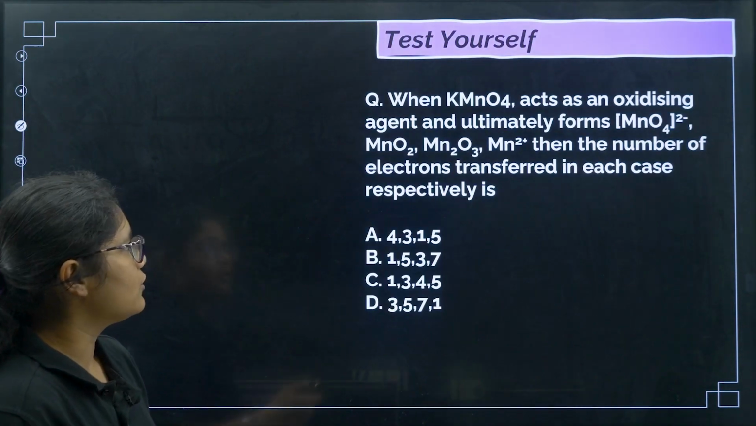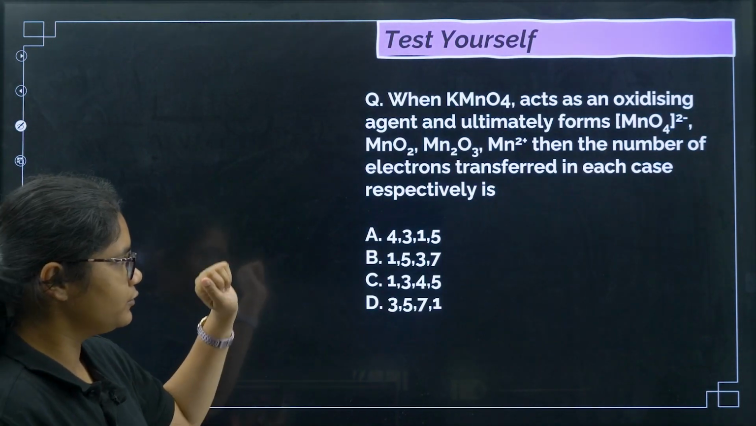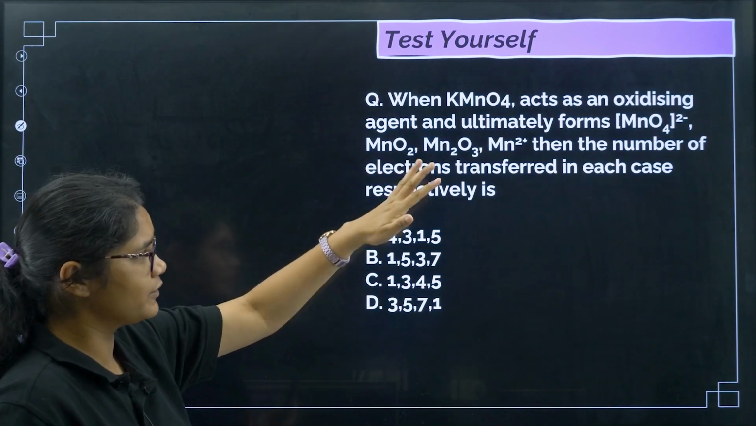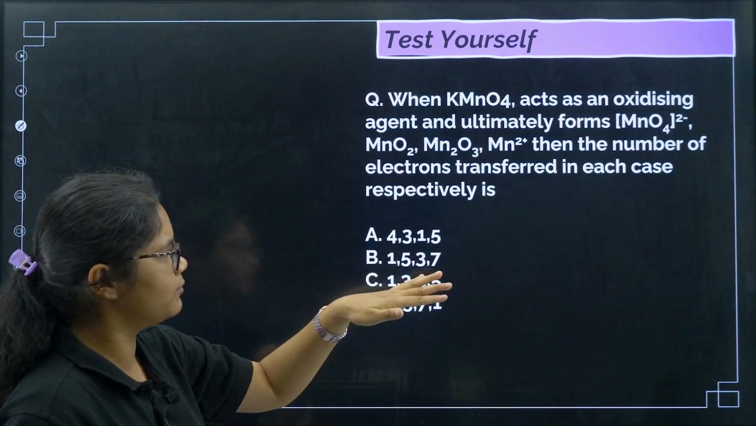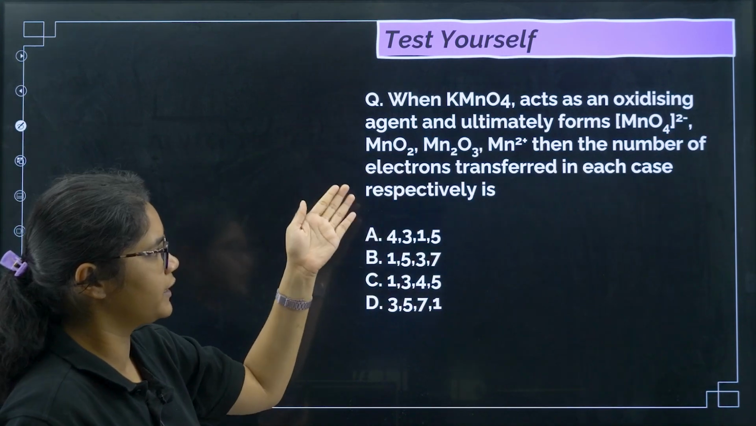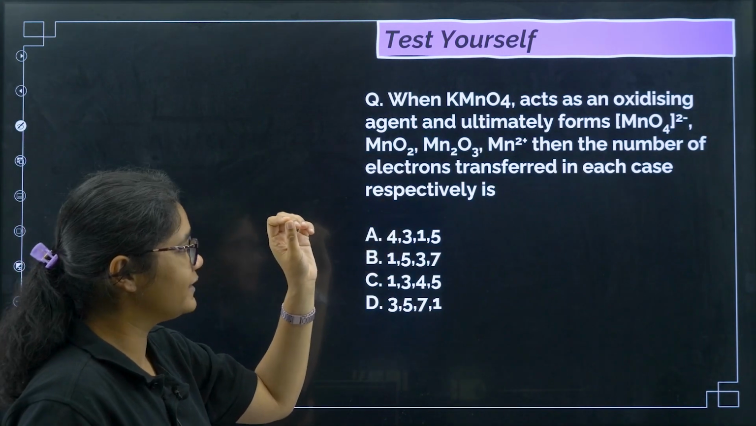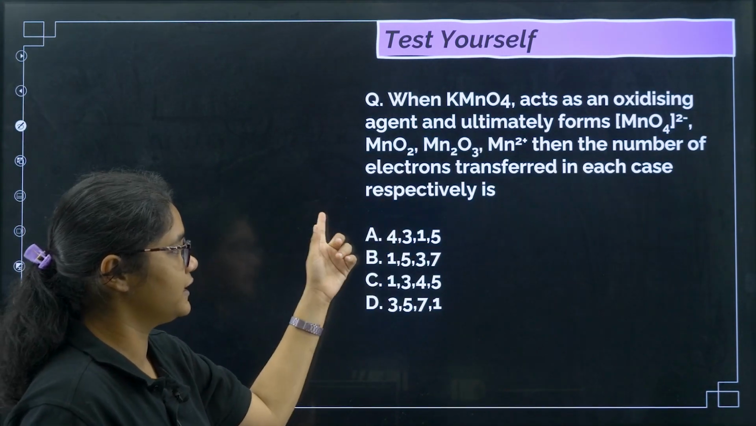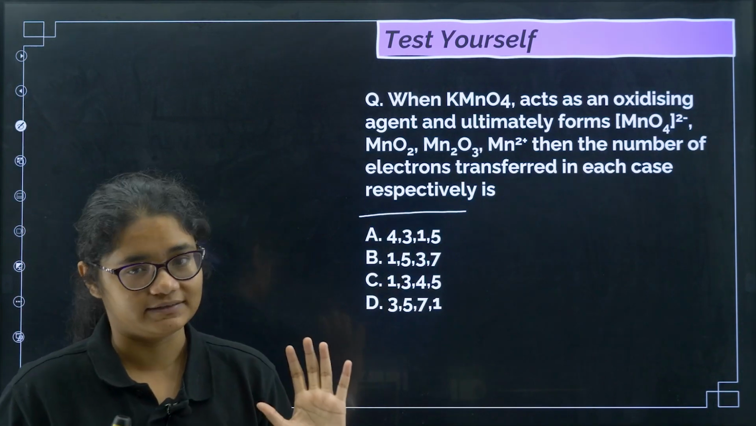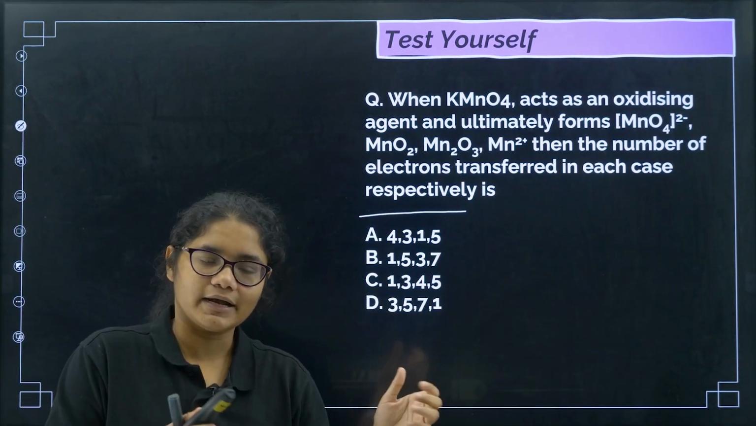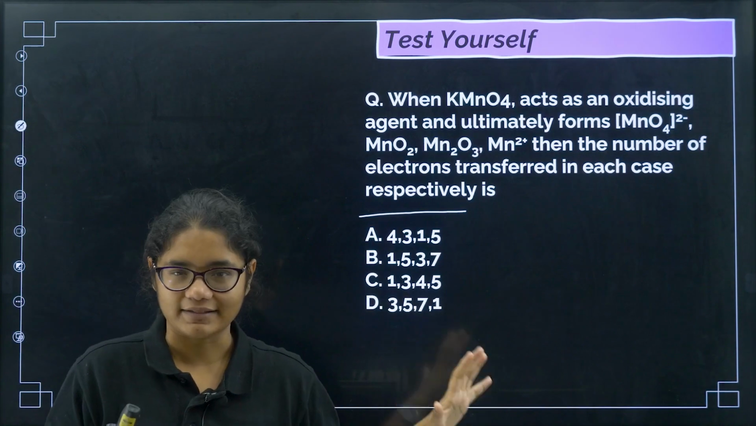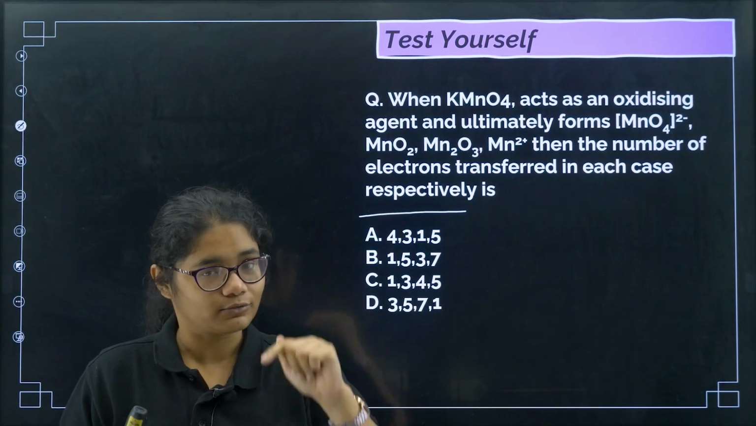So yes, now test yourself. There is a question for you. When KMnO4 acts as an oxidizing agent and ultimately forms MnO4 2-, MnO2, Mn2O3, Mn2+, then the number of electrons transferred in each case respectively is. This is something related to electrochemistry also and related to d and f block also. So you need to try this question and do not forget to comment down.